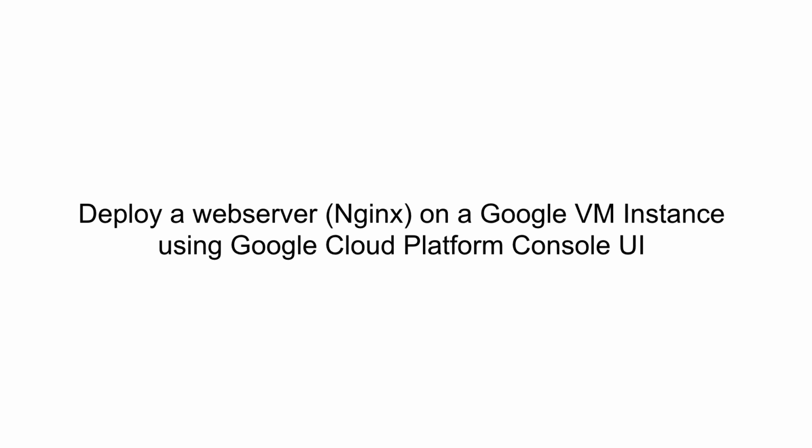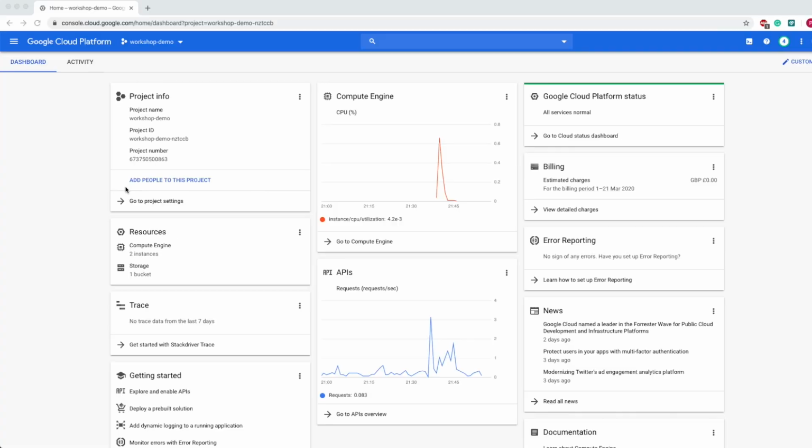In this video, I will show how to install a Nginx web server on a Google VM instance using Google Cloud Platform UI. I'm now logged into my Google Cloud Platform console, and as we can see, I have a project called Workshop Demo, and I can see a dashboard for my project. Let's go to the compute engine.